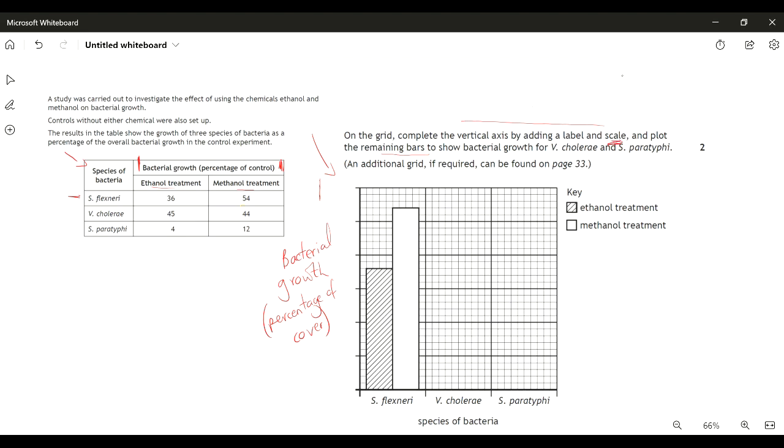And now we're going to move on to scale. So we can work out that this first bar here is sat at 54, and the ethanol treatment, this one here, must be 36. So we can work out the scale from that. So we know, for instance, that that's 30, and we know that this one is 50 based on the markings. Now the 0 is a big issue. For the question paper, it must sit here. It cannot sit in the middle.